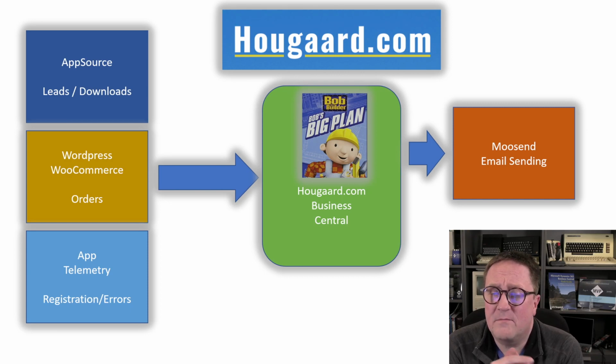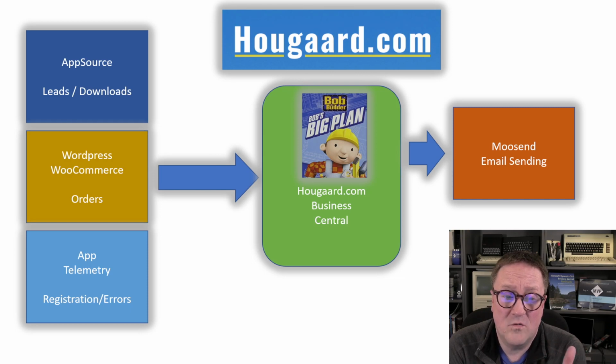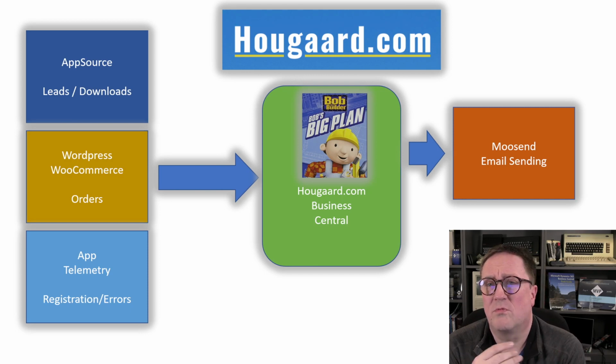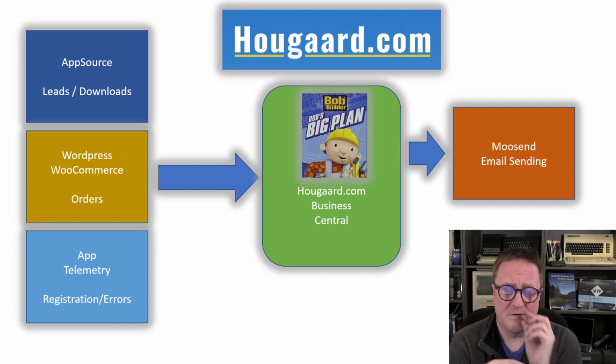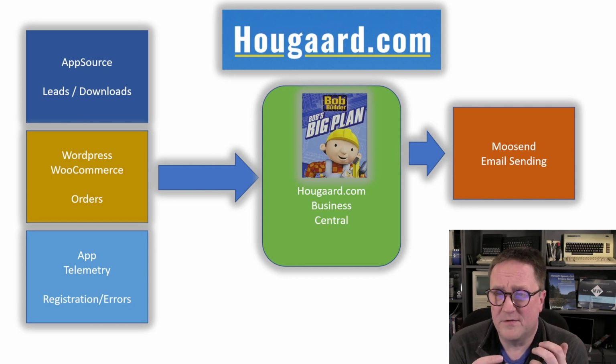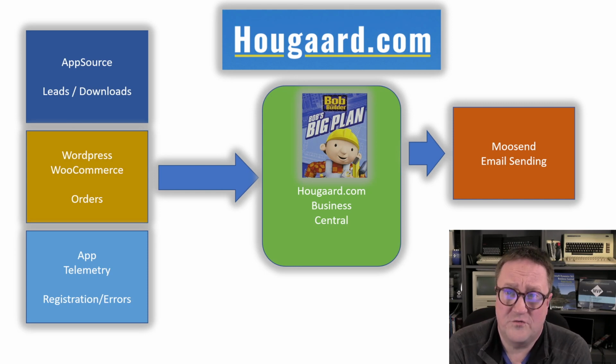And from that, we need to connect to AppSource and get leads and downloads and all that stuff. Information we can get there. We need to connect to our web shop, which is running WooCommerce on WordPress, and we also need to connect to telemetry in order to know when registration keys have been used and if errors occur, and telemetry to know what's happening with our software and that it's performing as it should.